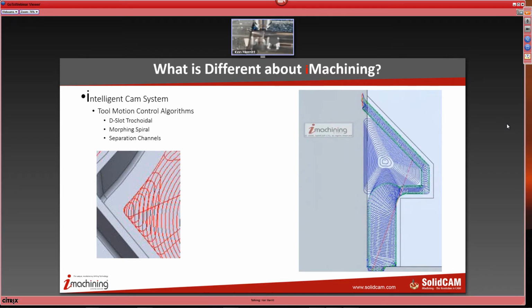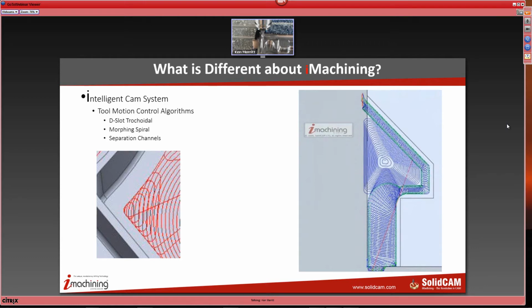But where we can keep it in that spiral morph, we can be much, much more efficient because if you think about it, D-slot trochoidal and the repositioning strategies are great strategies. However, up to 50% of that move can be a repositioning move.